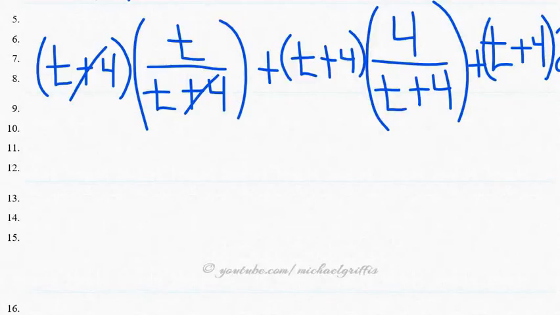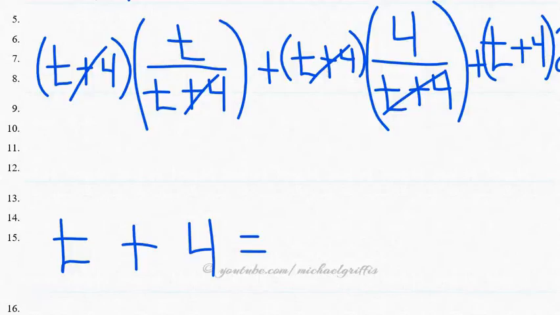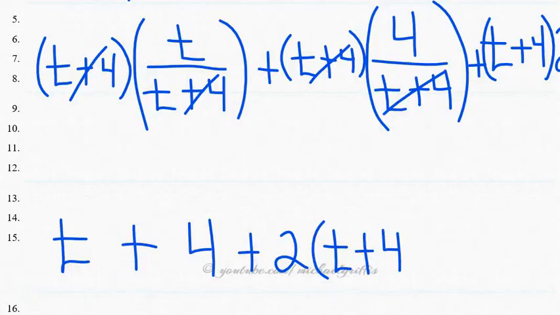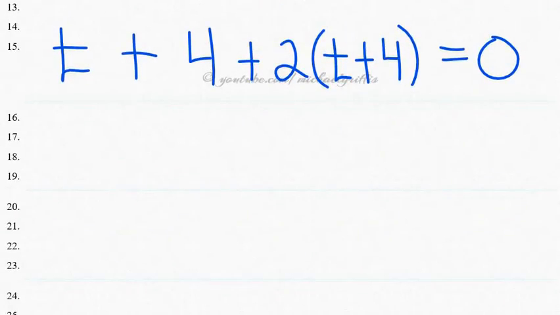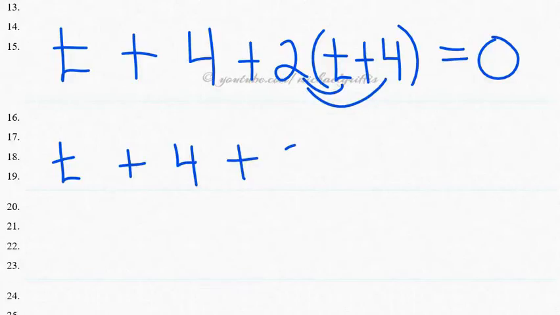So what happens? These t plus 4s cancel out. You're left with t plus, these t plus 4s cancel out, so we're left with 4 plus, I'm going to go ahead and write the t plus 4 over here on the right hand side, and that was all equal to 0. Now we're going to go ahead and rewrite this. So we have t plus 4 plus, distributing this t across, so this becomes 2t plus 8 is equal to 0.